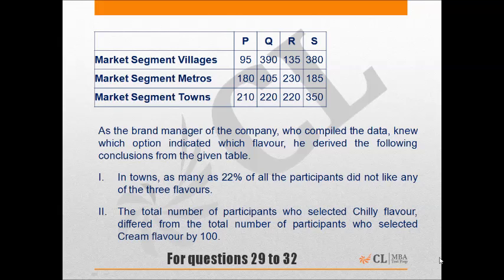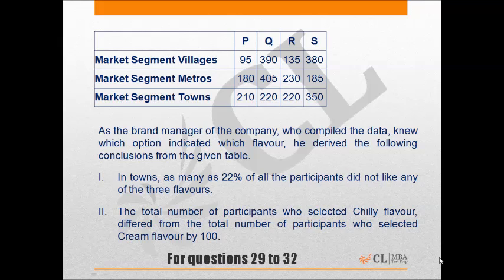From the table, it can be noted that 95 people in market segments pertaining to villages responded for P, 390 for Q, 135 for R, and 380 for S. It means if P stands for not liking any of the three flavors of chips, then 95 people did not like any of the three flavors in villages. And now have a look at the two statements.